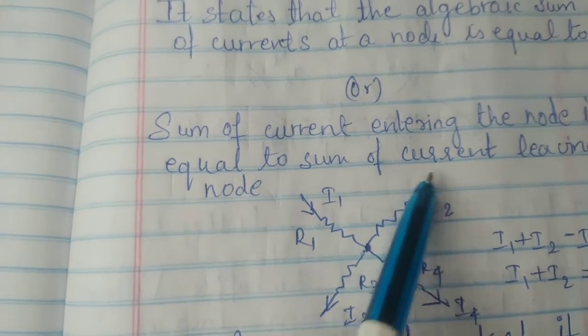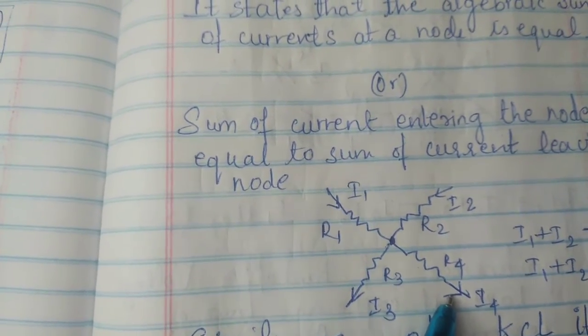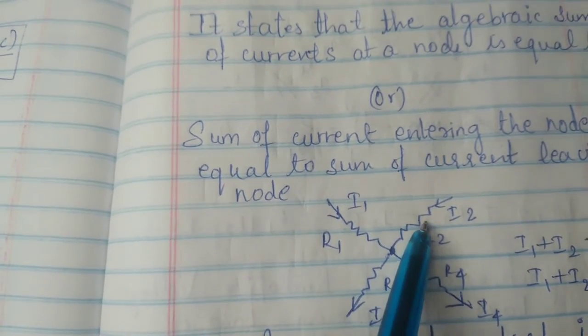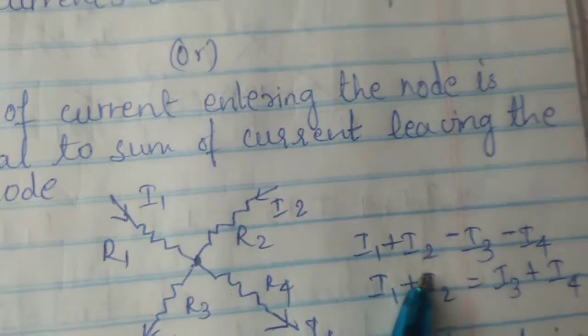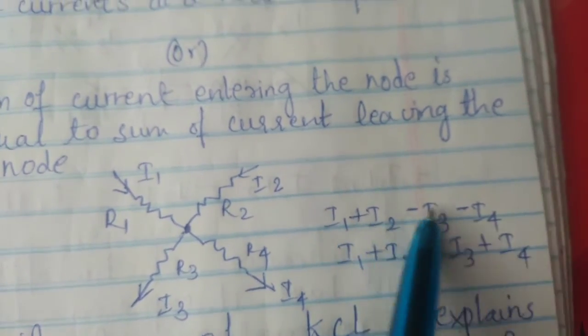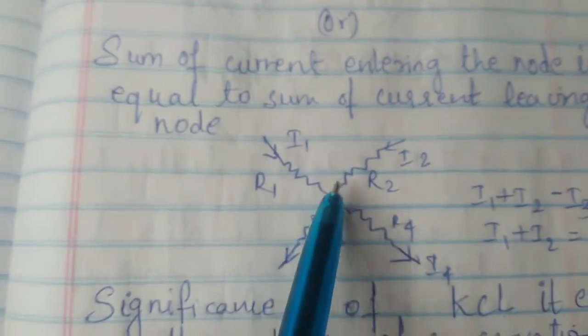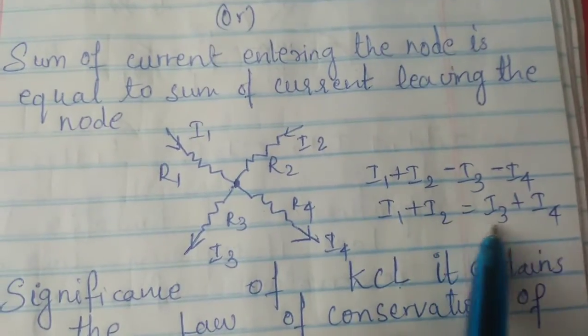the junction, and I2 is also entering the junction, I3 is leaving the junction, I4 is also leaving the junction. I1 is through which a resistance is R1, I2 through which a resistance is R2, similarly R3 and R4. So it can be represented like this: I1 plus I2 minus I3 minus I4 equals 0. Why is it minus I3 and minus I4? It's because the two currents are leaving the junction. So finally it can be represented in this way.